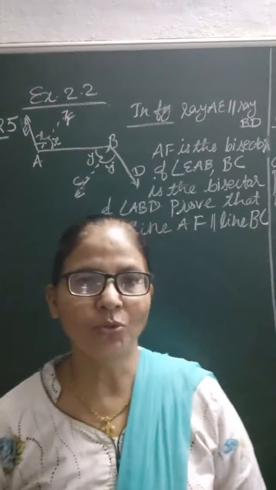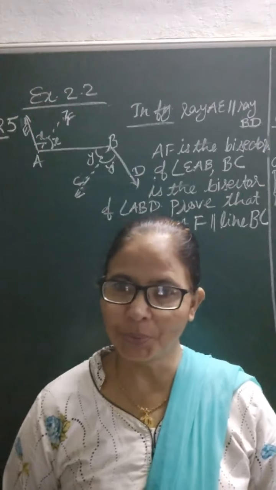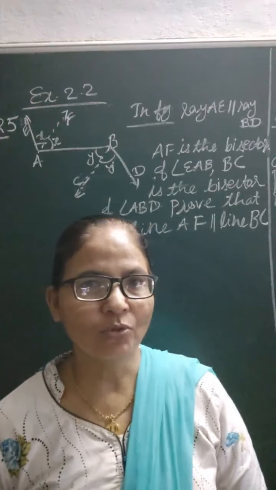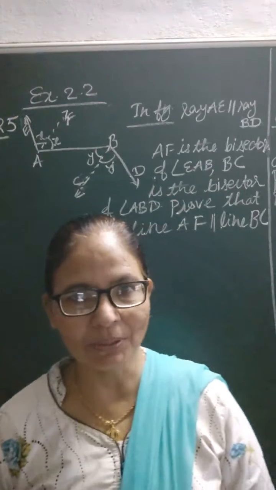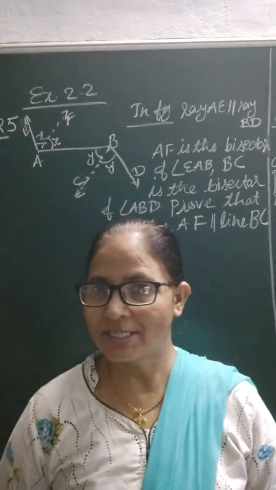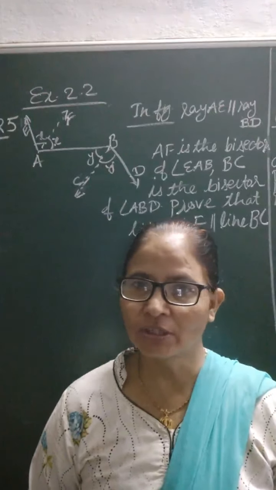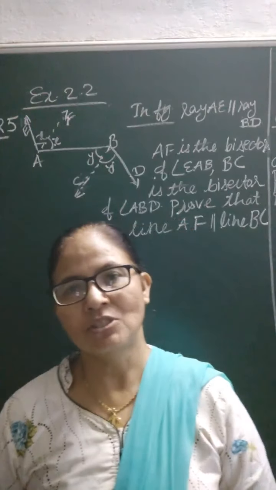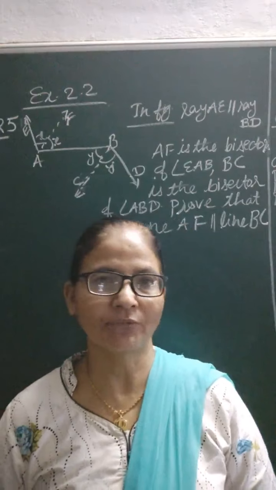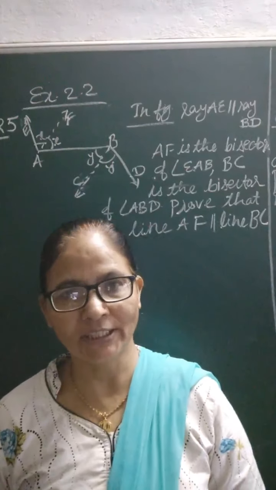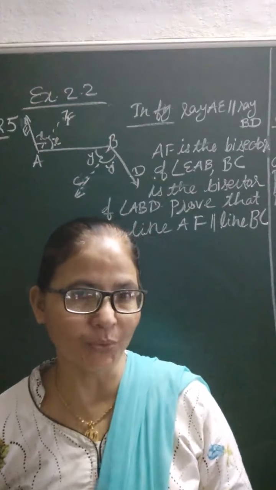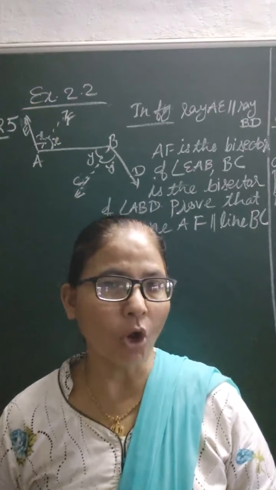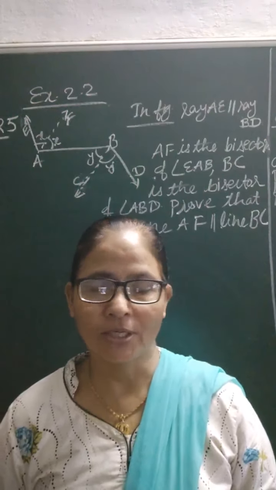Today we are going to continue with exercise 2.2, and today we are going to study question number 5 of 2.2 and problem set question number 2. So let's start. The figure is drawn and the question is written. First you read the question carefully, whatever is given and what you have to find, and observe the figure. It will be very easy if you read the question carefully and observe the figure also. Okay, so let's move.